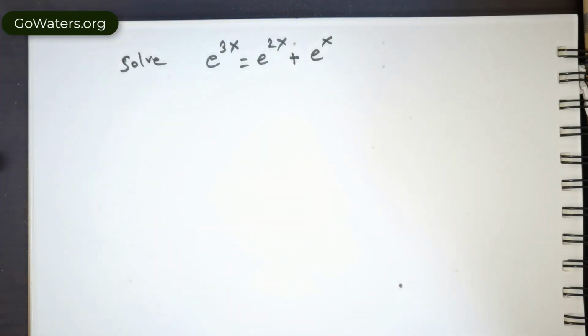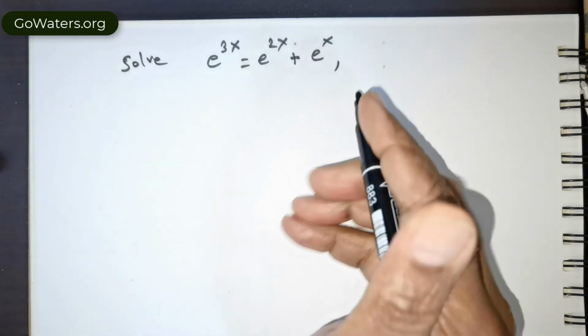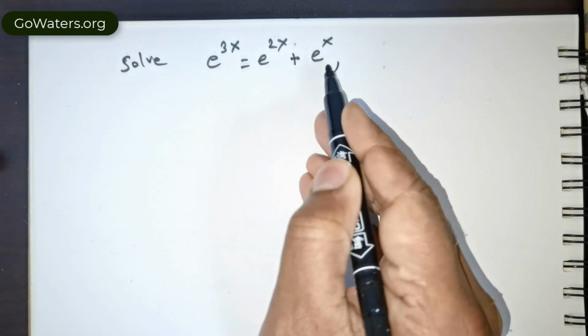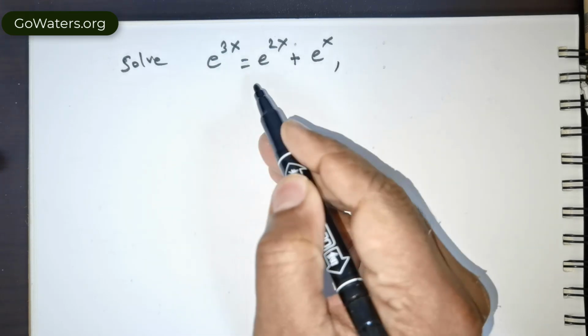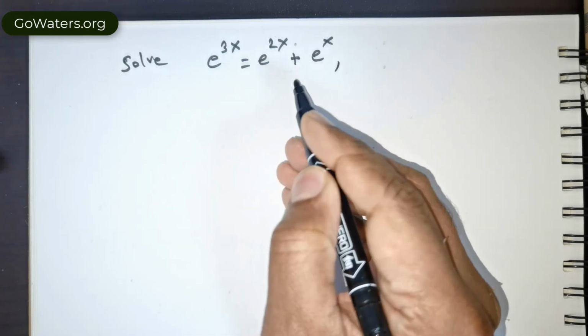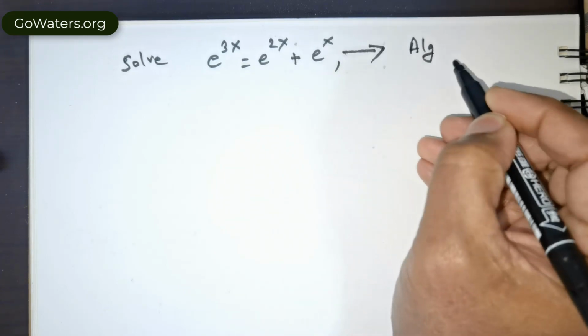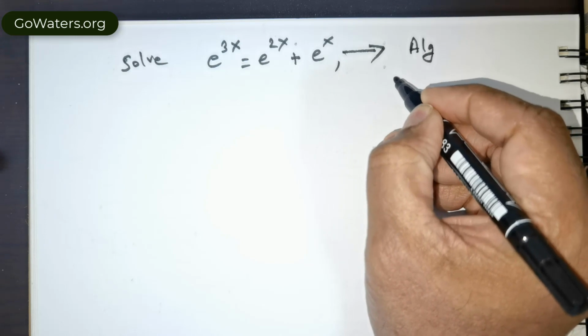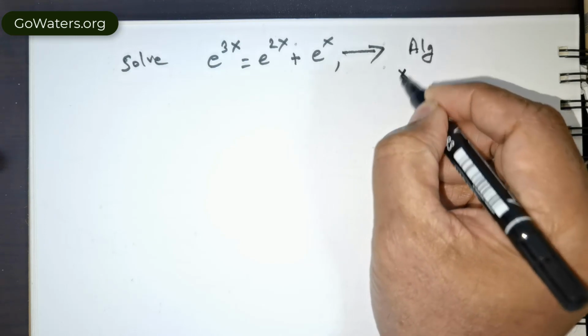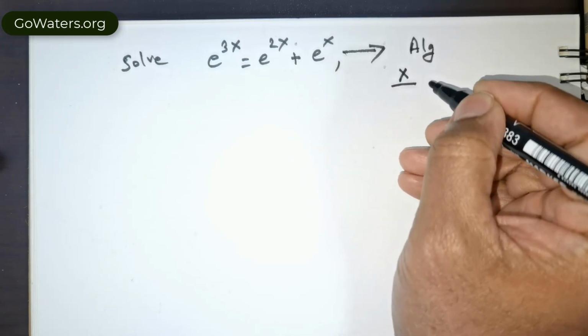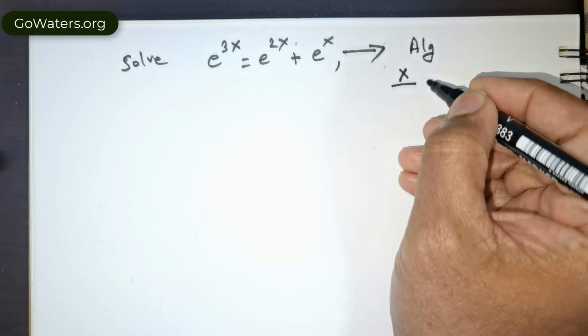Good day everybody. We've been given this equation: e raised to the power of 3x is equal to e raised to the power of 2x plus e raised to the power of x. We are expected to solve this. Now this is an exponential system, and to solve it we will have to convert it into an algebraic system, and that would mean we need to introduce variables of the form x in nature.